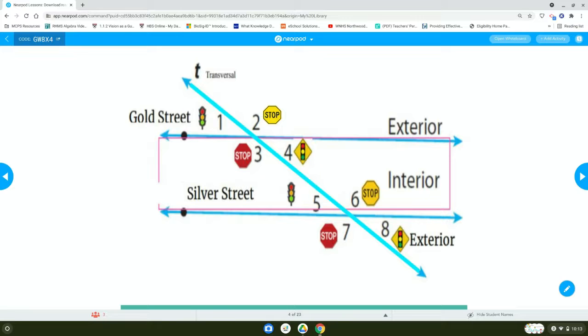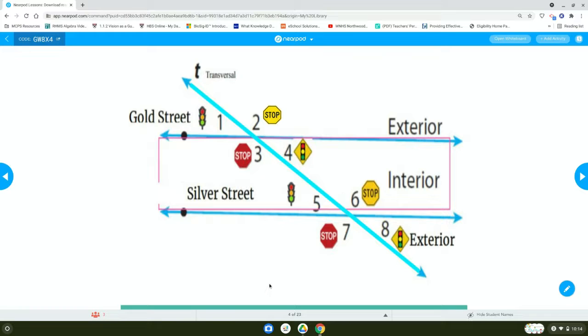This analogy on the screen will really help you understand what parallel lines are and what transversals are in layman terms. This is Gold Street and it's running parallel to Silver Street. If there is another street that crosses the two of them diagonally, that will be called a transversal. Mind you, this could also cross perpendicularly, meaning going straight down at 90 degrees. But whatever line crosses the two parallel lines will create a transversal.